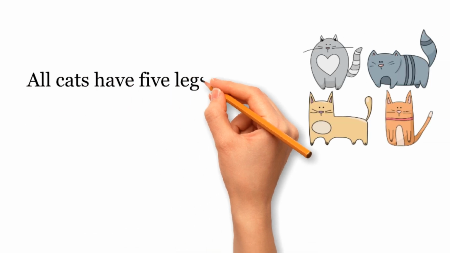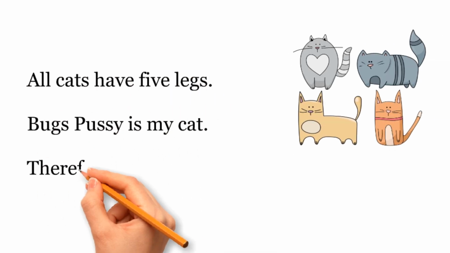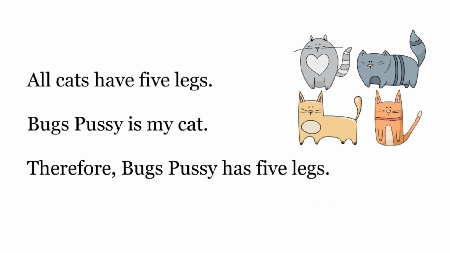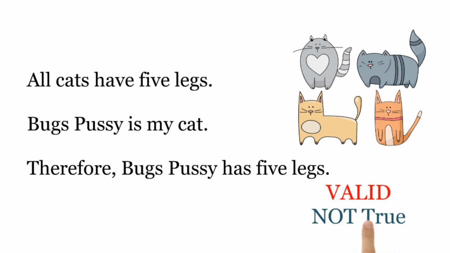Here's a mind-bending twist. All cats have 5 legs. Bub's pussy is my cat, therefore Bub's pussy has 5 legs. This argument is valid, but it's not true. Logic doesn't confirm the truth of premises, it only preserves truth from premises to conclusion.